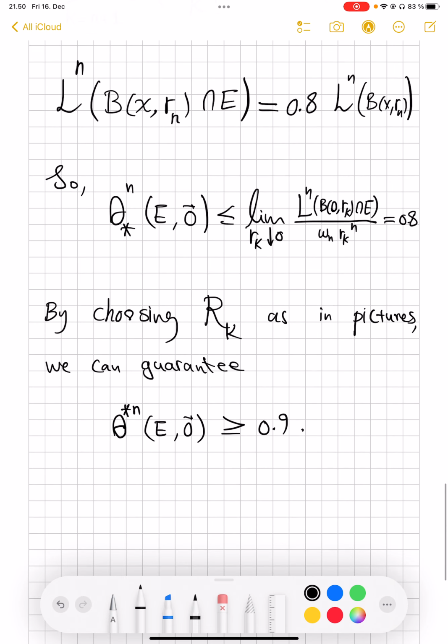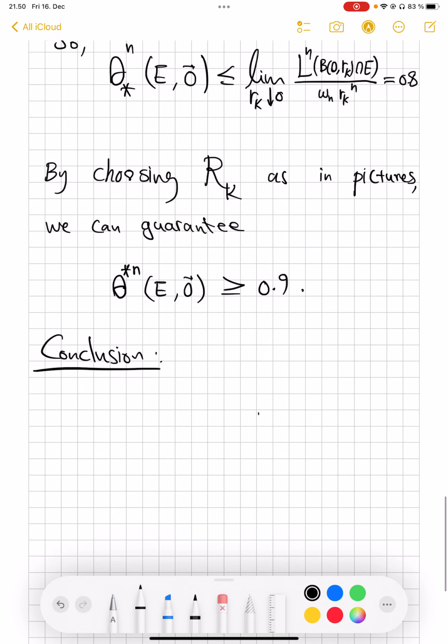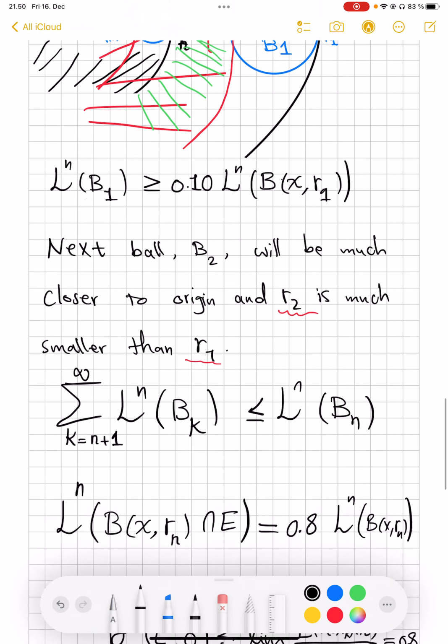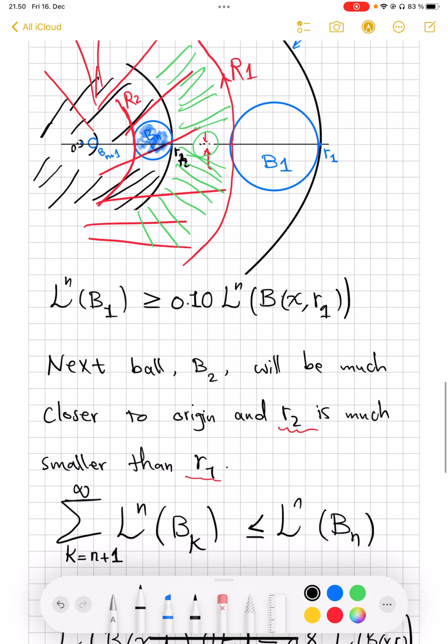Anyway, the conclusion is that there is this 0.9 which is a lower bound for the upper densities of E at X, and then it's strictly bigger than 8%, which is an upper bound for the lower densities of E at this origin. So at origin, density does not exist. So it took us a little bit to get through this example, but I think it was worth it.